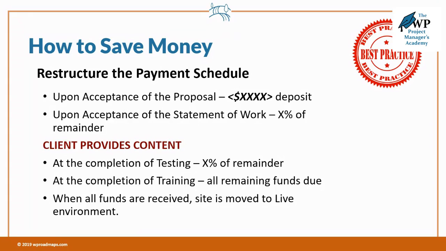But look at the way we've got this payment schedule laid out. A lot of people will say, well, I do 25, 25, 30, and 10, or I don't even know that those numbers add up to 100. That's an arbitrary decision.